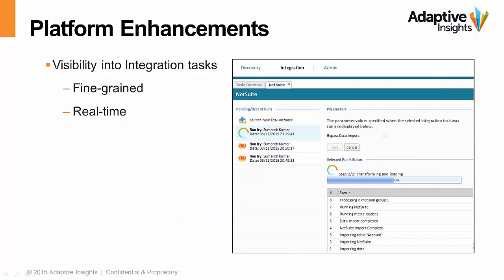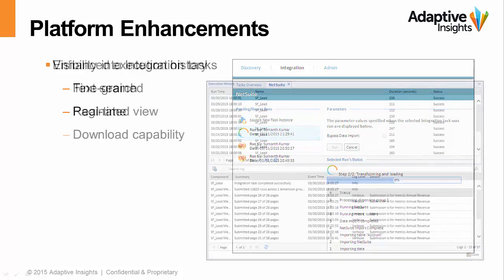Another platform enhancement allows for more visibility when running tasks in the integration menu. Specifically, how is the task progressing, from where the task extracted data, how the data is being transformed, and if the task was successful or failed. All fine-grained details are shown in real time on the task detail page pictured here, and also in the pop-up windows within Data Designer when working with tasks and loaders.